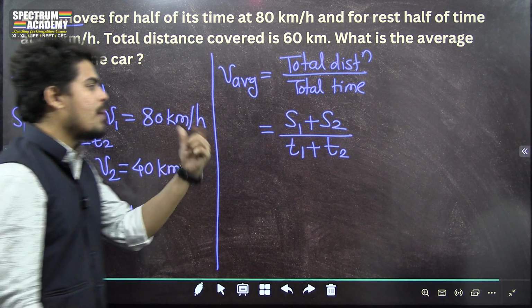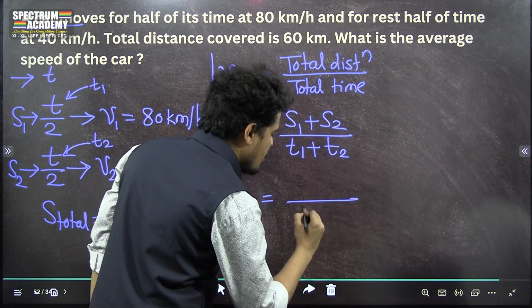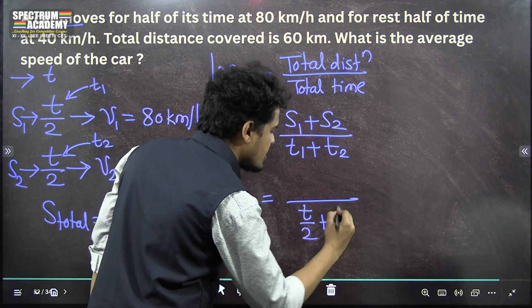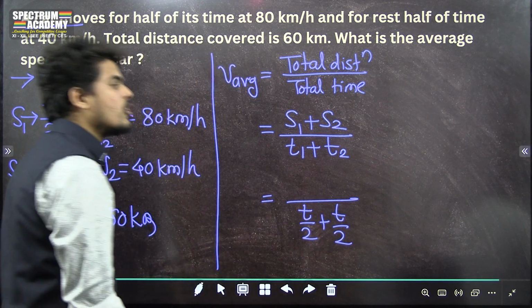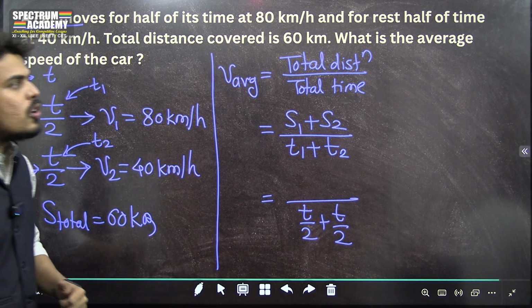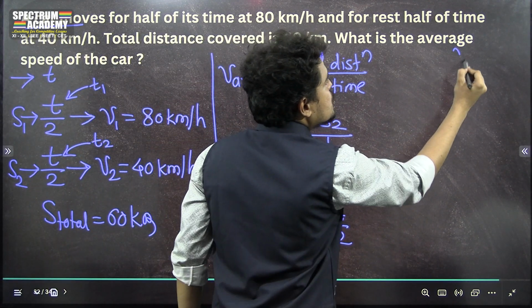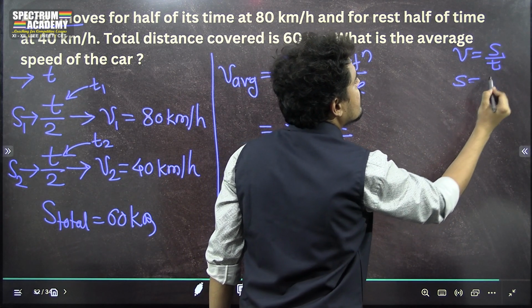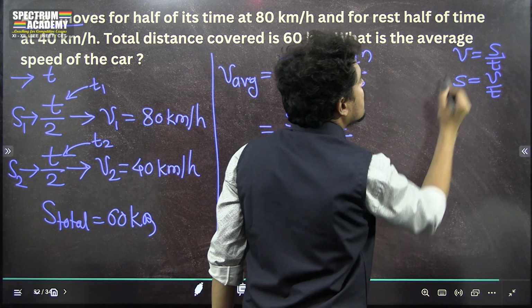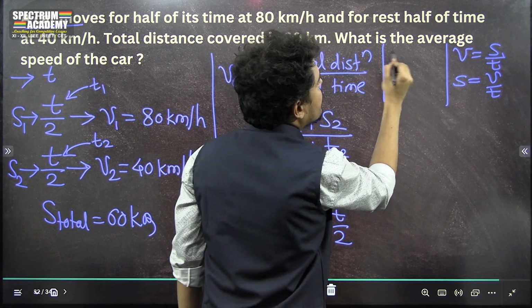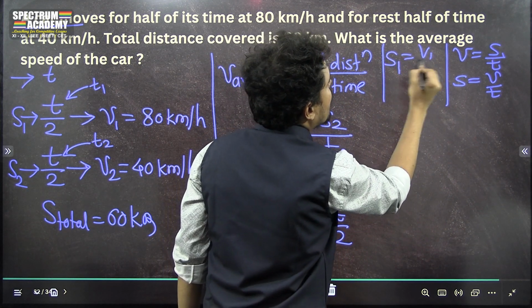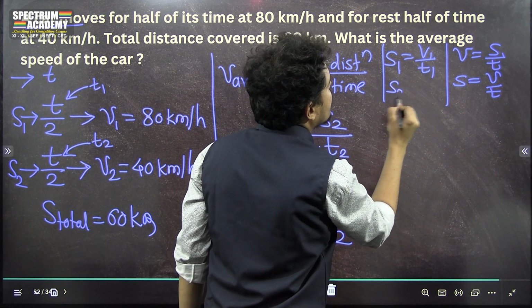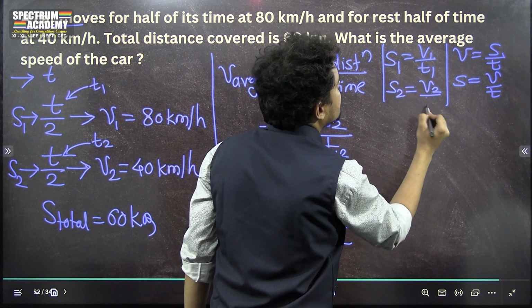So t1 t2 हमें पता है क्या है, t by 2 plus t by 2. Now what is s1? So we know that the speed equals to distance upon time. So distance equals to speed into time. So that we know that s1 equals to v1 into t1 and s2 equals to v2 into t2.